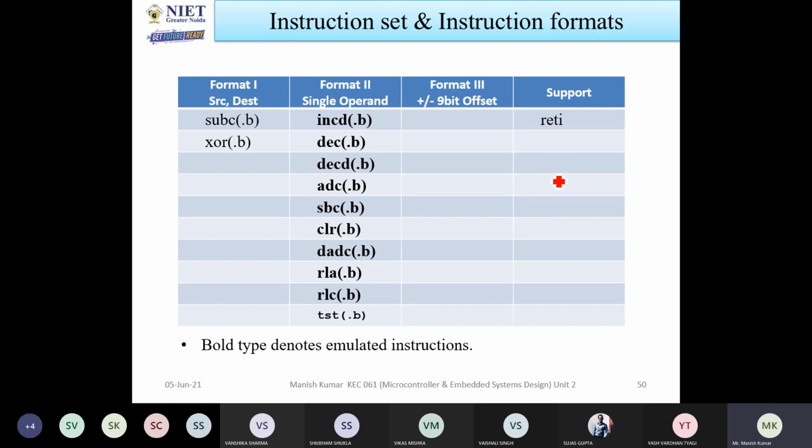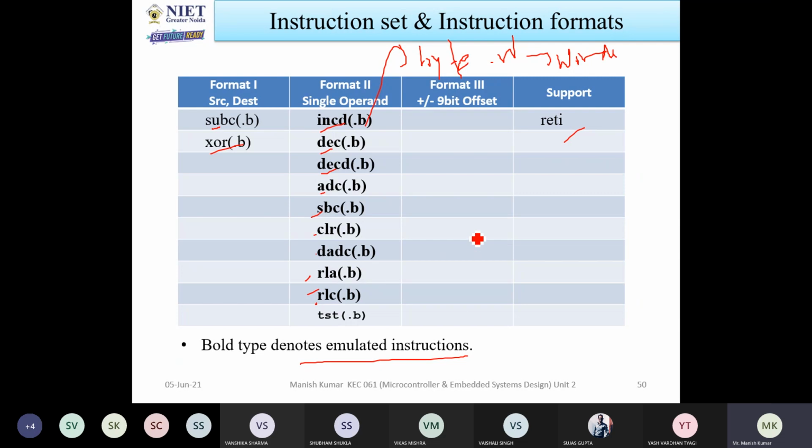So now some more instructions are also available, like you can see SUBC, XOR in format 1, INCD, DEC, DECD, ADC, SBC, CLR, DADC, RLA, RLC, TST, and RETI in support. Now you can see in the brackets I have written .B. .B indicates byte. W represents word. Remember that. So bold type denotes the emulated instruction.